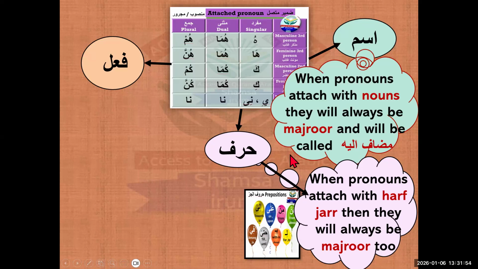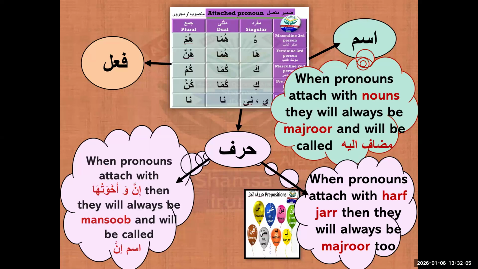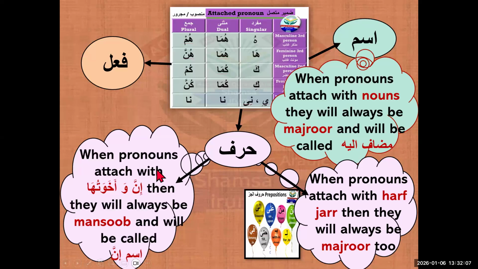The other type of harf, which is our today's topic, is harf mushabba bil fail, meaning harfun nasiba. When pronouns attach with inna wa akhawatuha, or you can say harufun nasiba, or haruf mushabba bil fail, I already explained all these 3 names in detail in the last lecture. Whatever name you find easy, you can use, so I call them by all 3 names together.